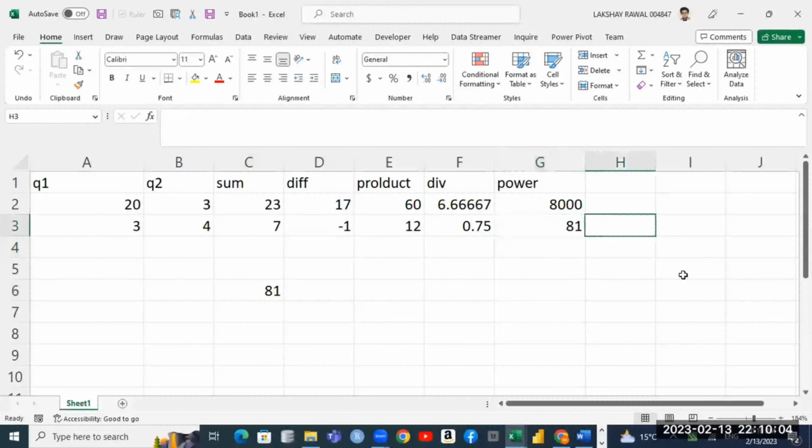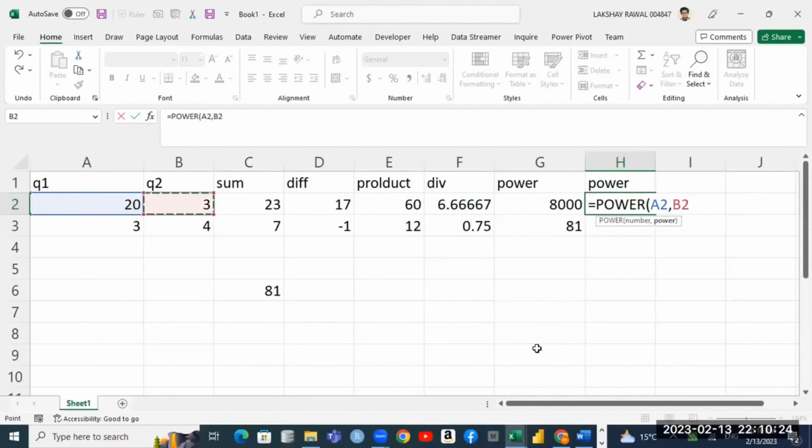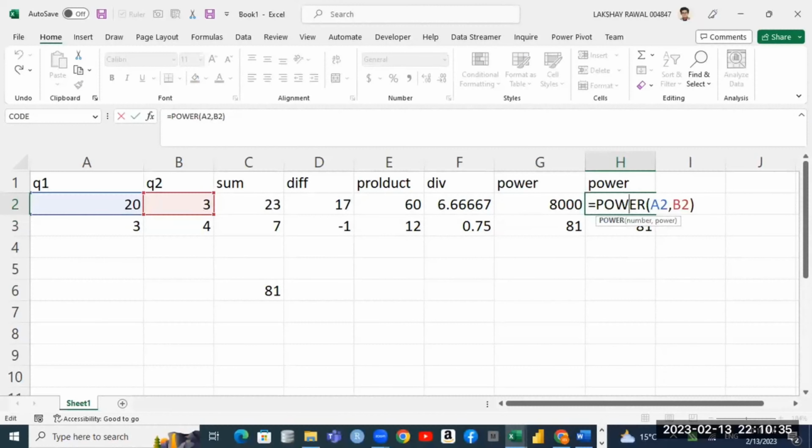Similarly, there is another formula in Excel for calculating the power, that is equals POWER. Now, what is the syntax given? Number, comma, power. What is your number? A2, that is 20. What is your power? B2. 20 to the power B2. You will get the same answer. Okay, this is the formula of power.